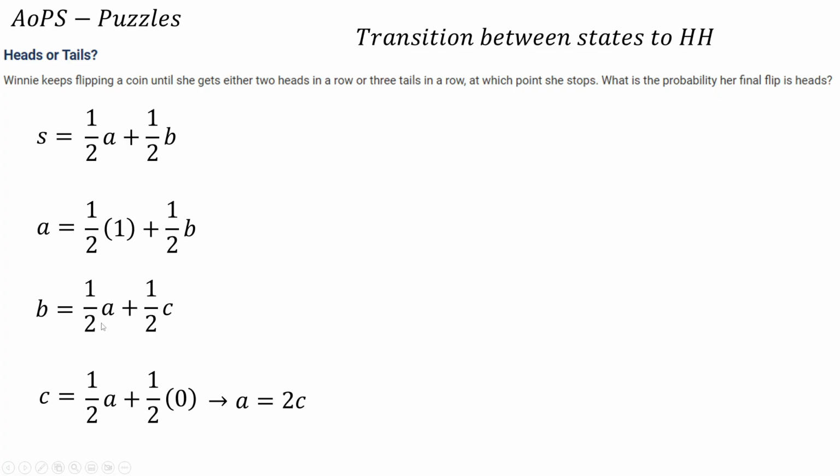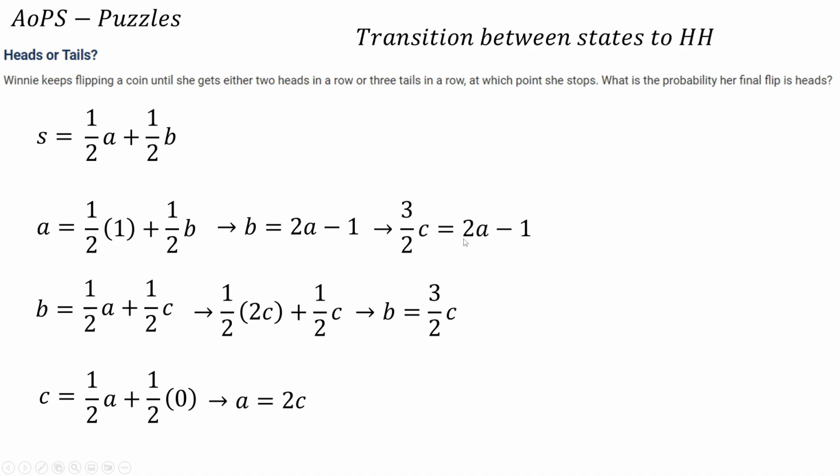So we have B equals 1/2 of 2C plus 1/2 C. Okay, and if you just rearrange that, we get B equals 3 over 2C. And let's put 3 over 2C into there. So we'll have A equals 1/2 plus 1/2 of 3 over 2C, which gets us 3 over 2C equals 2A minus 1, or A equals 3/4 C plus 1/2.